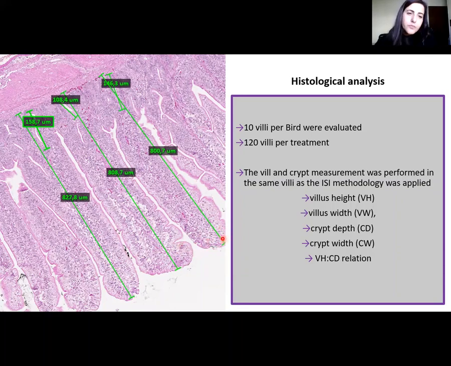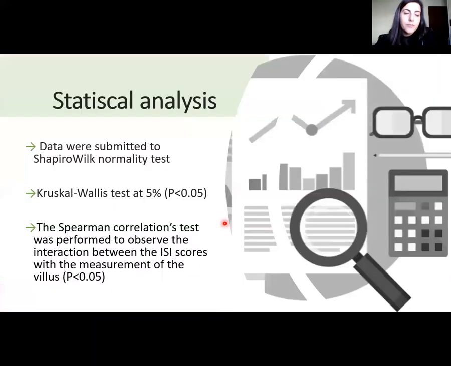For the villi measurement, we analyzed villus height, villus width, crypt depth, crypt width, and the ratio of villus height to crypt depth. For statistical analysis, all the data was submitted to Shapiro-Wilk and Kruskal-Wallis was applied to analyze it, and Spearman correlation was performed for the ISI scores compared to the measurements of the villus.